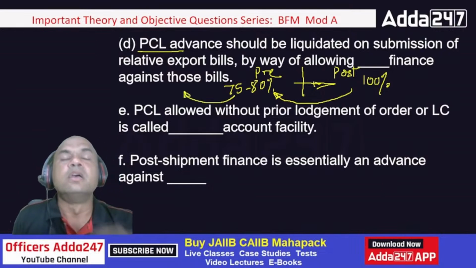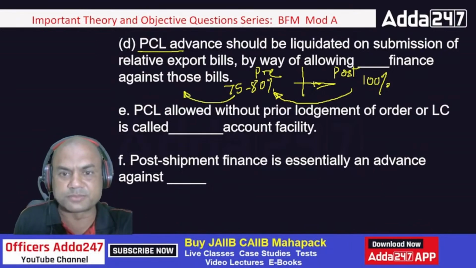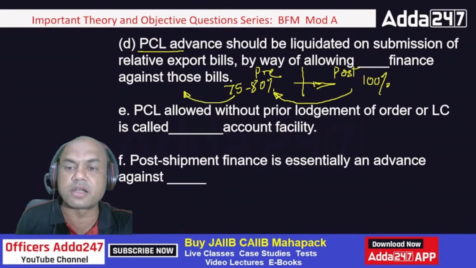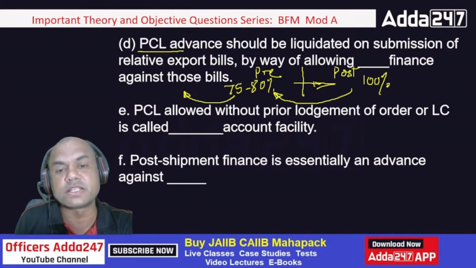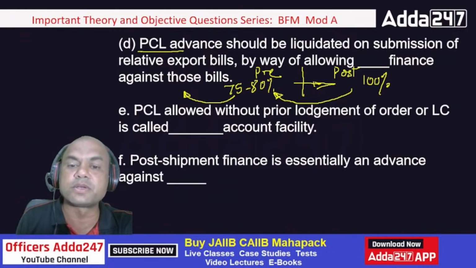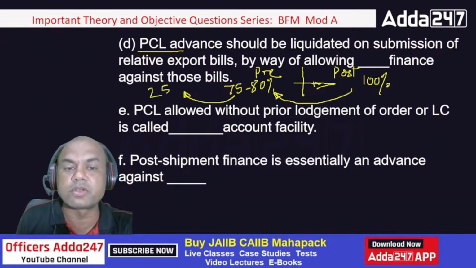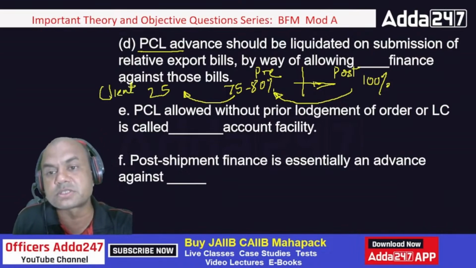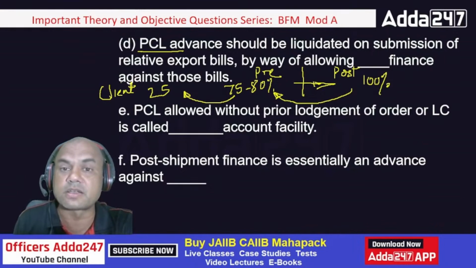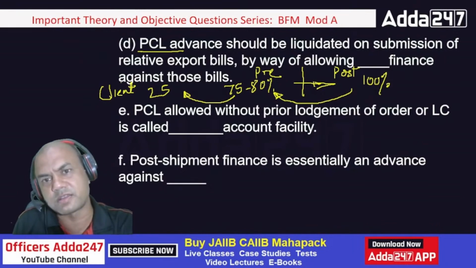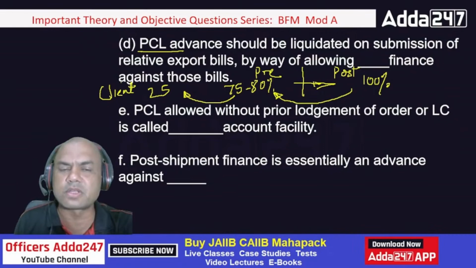Let's say, if 100 rupees is given as finance, and earlier pre-shipment was given as 75 rupees, what will they do? They'll first close the 75 rupees and then the remaining 25 rupees will be given to the client. Always remember this. Post-shipment is never disbursed completely 100% to the client. First it is checked whether pre is there. If pre is not there, then complete 100% can be given to the client.